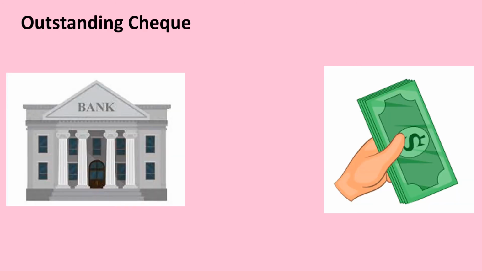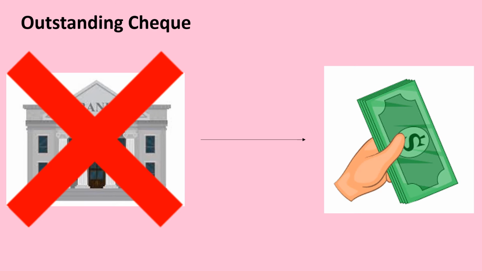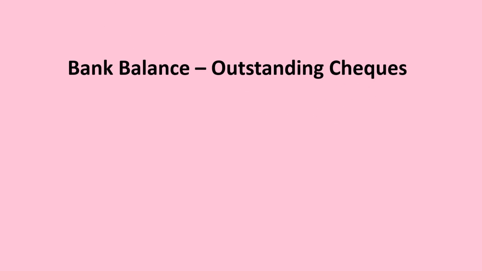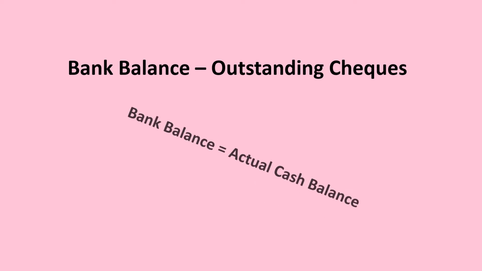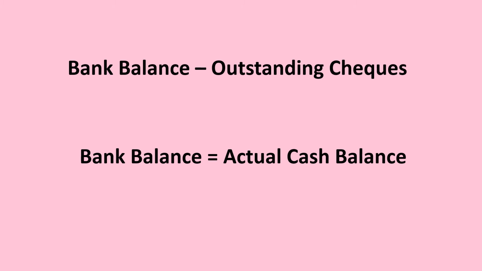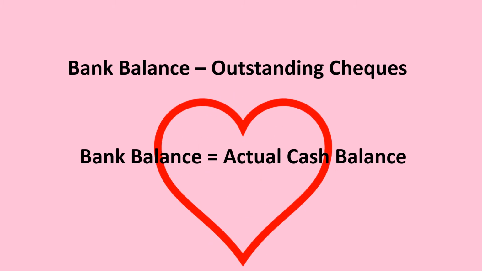An outstanding check is a check that has been distributed by the business but has not yet been processed or cleared by the bank. Therefore, outstanding checks must be subtracted from the bank balance on the bank reconciliation. Once these adjustments are made, the adjusted bank balance should equal the actual cash balance.